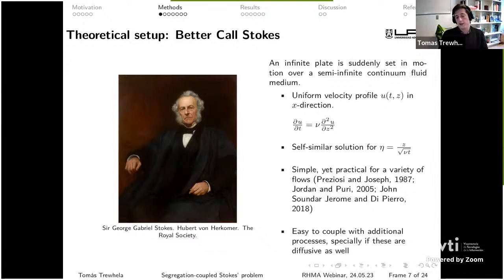And this is interesting because, as I said, there is no clear viscosity for granular flows, so I will explain a little bit on that. But the interesting thing is that the Stokes problem allows coupling with additional processes, especially if they are diffusive as well. And as I said, particle size segregation is also a diffusive process. So then I can tie momentum diffusion, basically the rheology, and segregation.